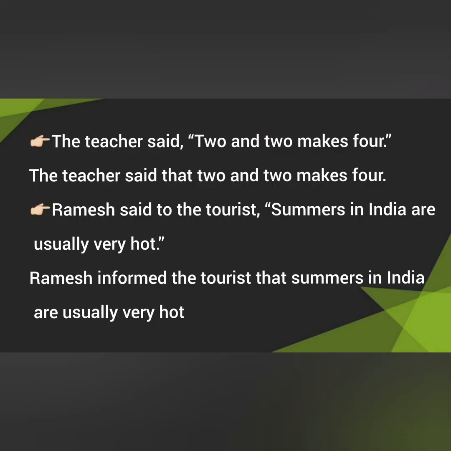The teacher said 2 and 2 makes 4. So the reporting verb is said, we are using said only. The conjunction is that. 2 and 2 makes 4 is the truth. So the teacher said that 2 and 2 makes 4. Ramesh said to the tourist, summers in India are usually very hot. It is also true. Ramesh told the tourist that summers in India are usually very hot.